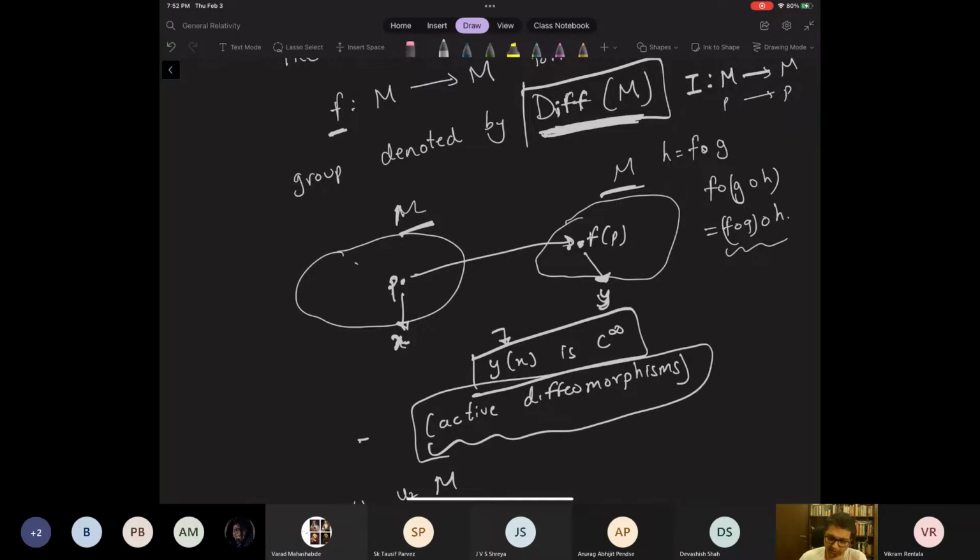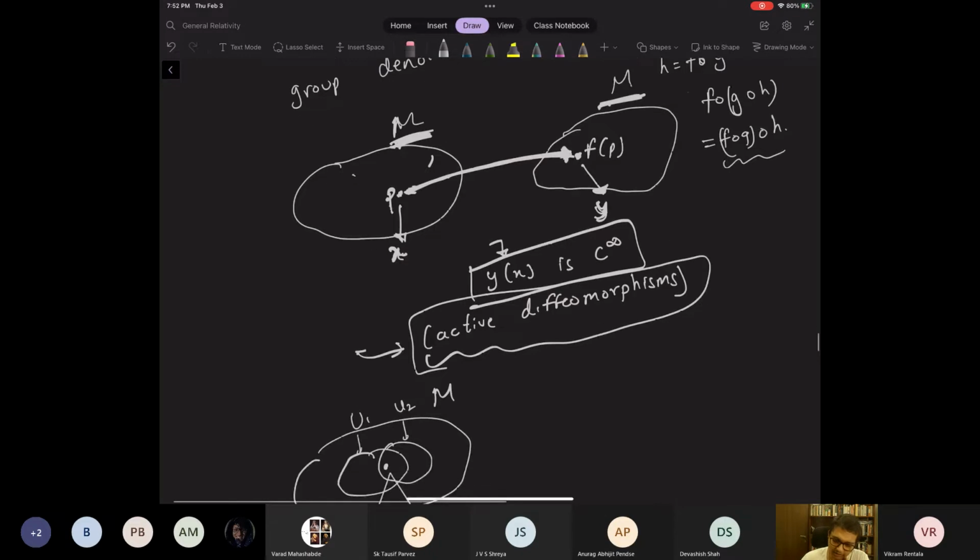The set of all such coordinate transformations is what we call an active diffeomorphism. We think of this as an active diffeomorphism in the sense that we're taking two copies of the manifold, the original manifold and another copy, and we're writing this as a transition from a point X on this manifold to a point Y on its copy. So this is the point of view of what we call active diffeomorphisms.